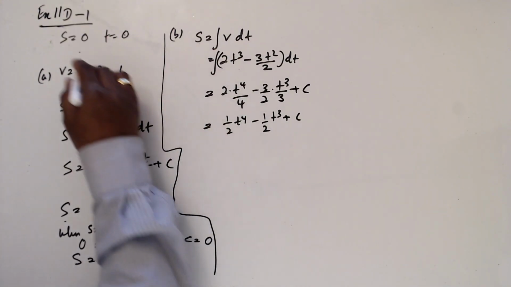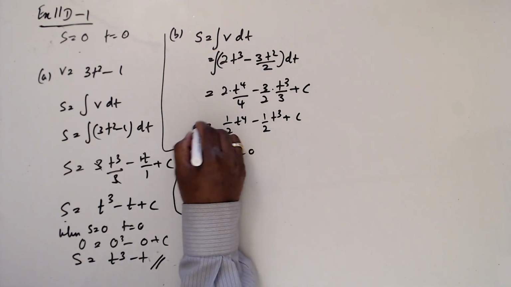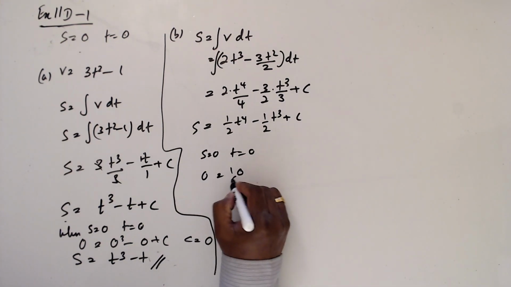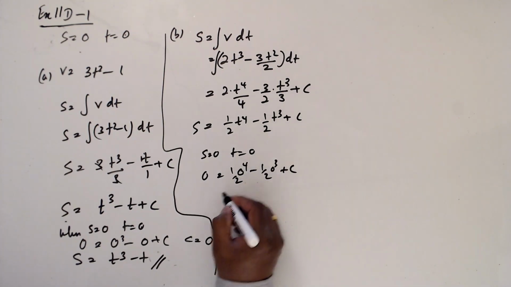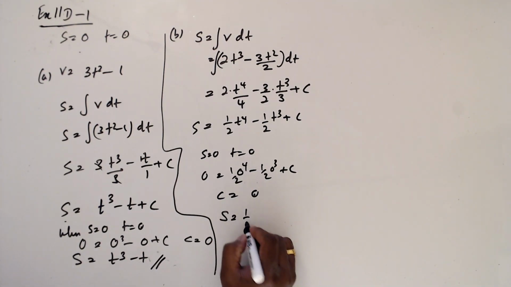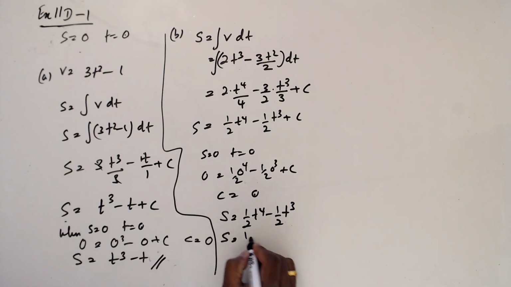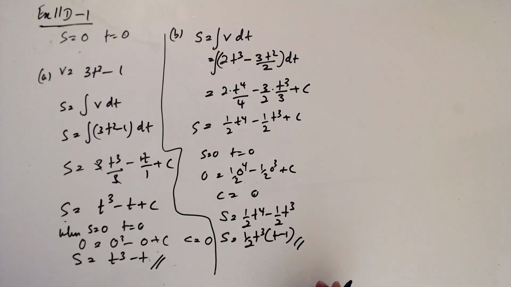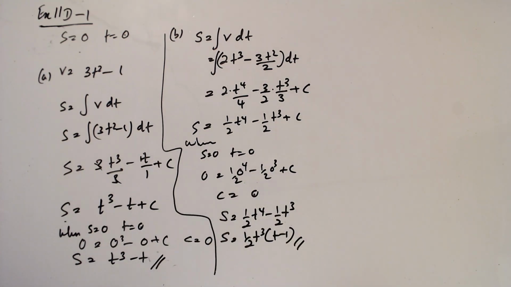Now when we substitute S equals 0, t equals 0, we get 0 equals half of 0 to the 4 minus half of 0 cubed plus C. This shows C equals 0. Then the equation is S equals half t to the 4 minus half t cubed. If we simplify, we can take half t cubed times (t minus 1). Alright, when S equals 0, t equals 0.